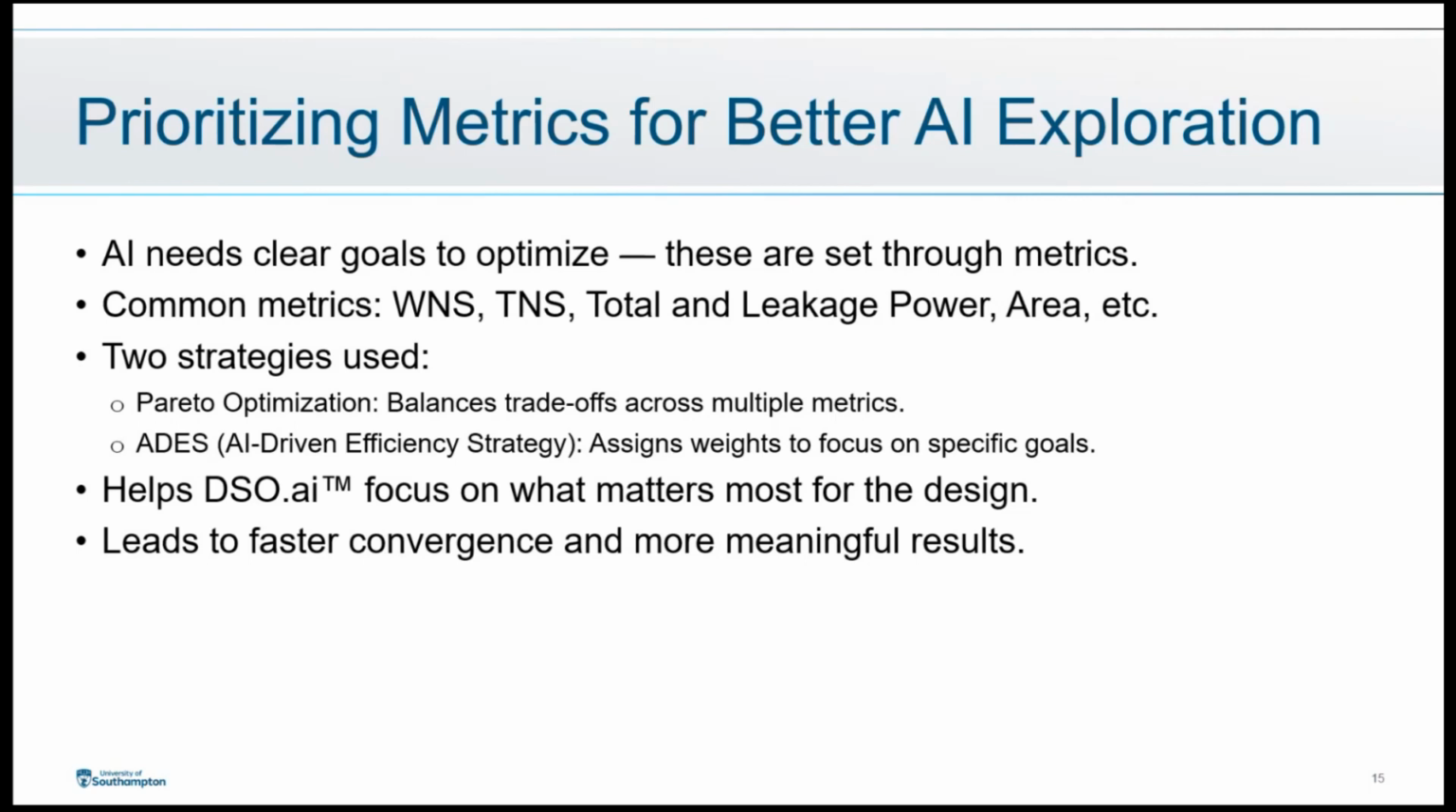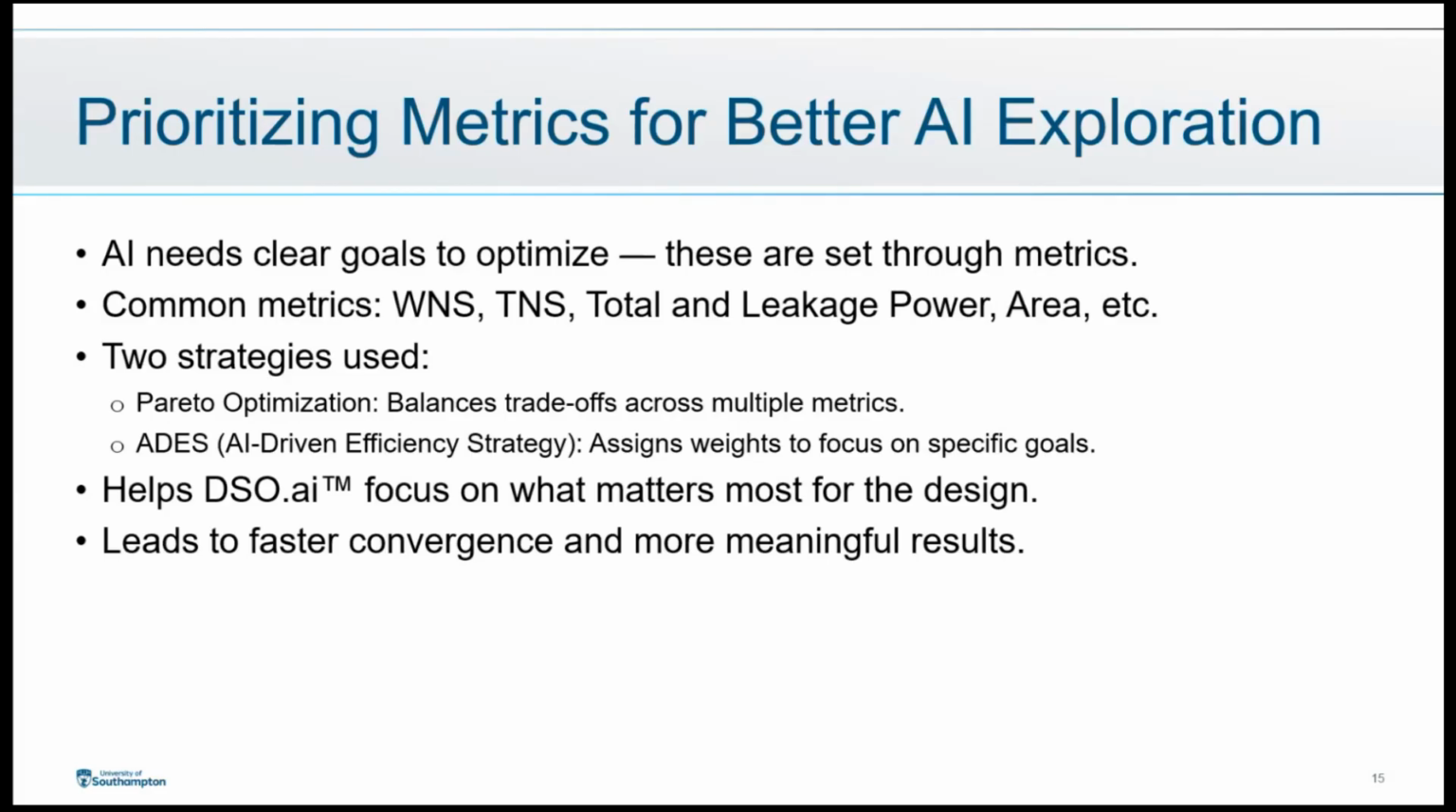To guide the AI, we need clear goals for it to optimize for, and this is set by metrics. For example, we may wish to minimize the total power consumption of the design in one session. However, in another session, we might be chasing the highest possible frequency. There are 2 strategies that DSO.ai can use for this.